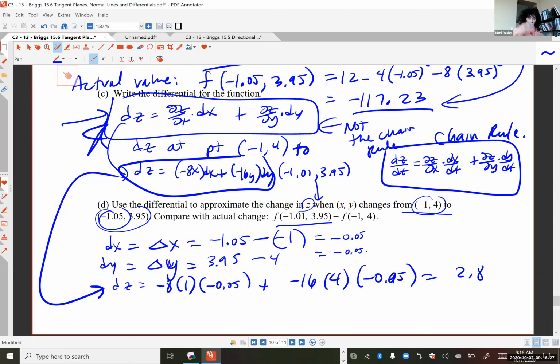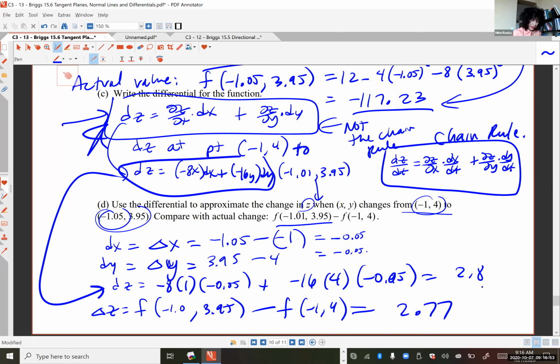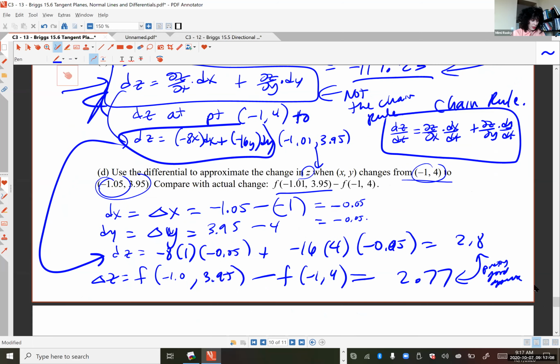So what's your actual change in altitude? Your actual change in the z coordinates? Well, you actually just plug them in. So delta z is the original function evaluated at -1.01, 3.95, minus the actual function evaluated at -1, 4. And so I'll let you figure all this out. I'll just tell you that what I got is 2.77. So what could be garnered from all this? What's the summary? Pretty good approximation. And so that's the whole point of differentials. You can use them to approximate changes in altitude. It's pretty good approximation. Okay.